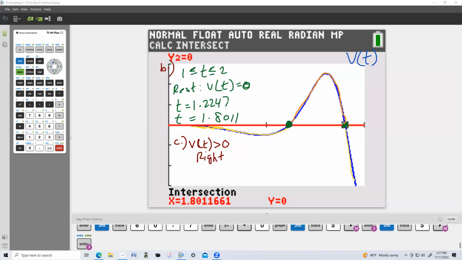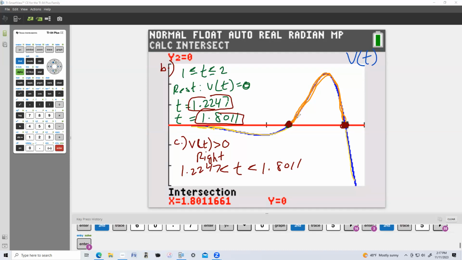And in part B, we figured out where those points are. This point is at 1.2247, and this point is 1.8011. So it's moving to the right between those two. So we'll say it's moving to the right when the time is greater than 1.2247 and less than 1.8011. Okay, so the bug is moving to the right when the velocity is positive, meaning greater than 0, all in this interval.